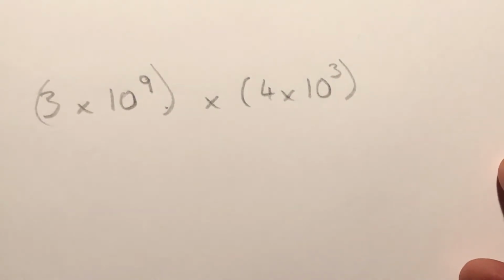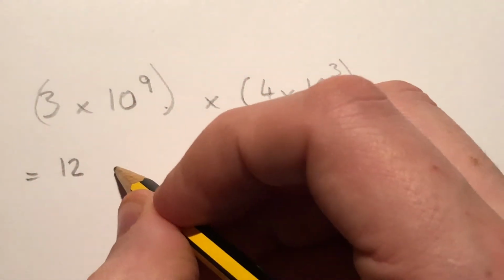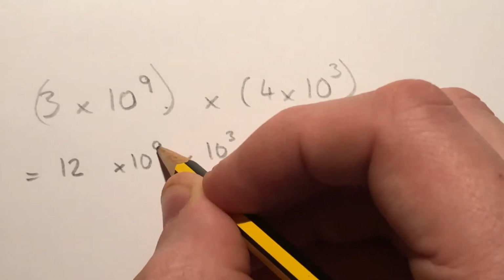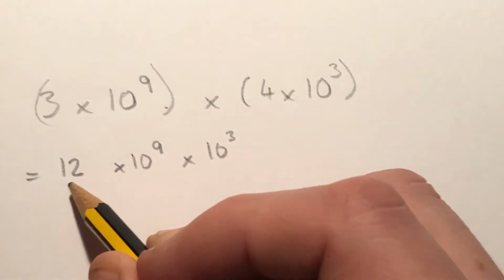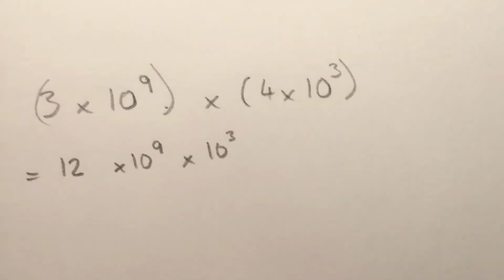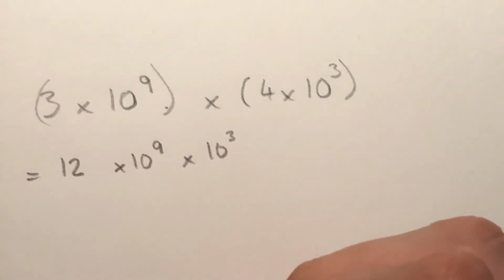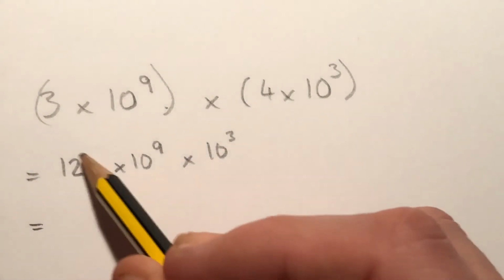If we've got 3 times 10 to the 9 times 4 times 10 to the 3, 3 times 4 we know is 12. We've got times 10 to the power of 9 and times 10 to the power of 3. Now, there's a reason I've not gathered these together straight away. We have an issue. We have to remember from lesson 1 on scientific notation, we cannot have a number that's greater than 10 when we're dealing with scientific notation. So what we have to do is convert this back.